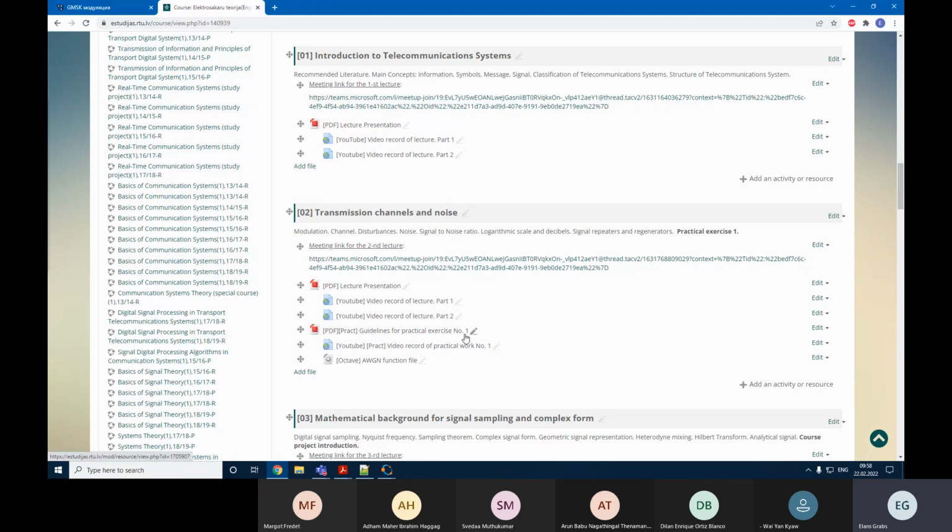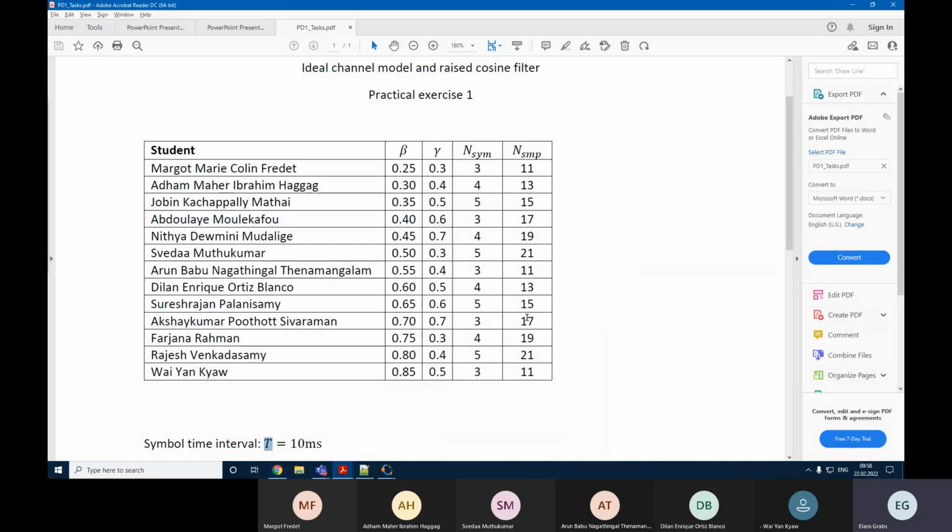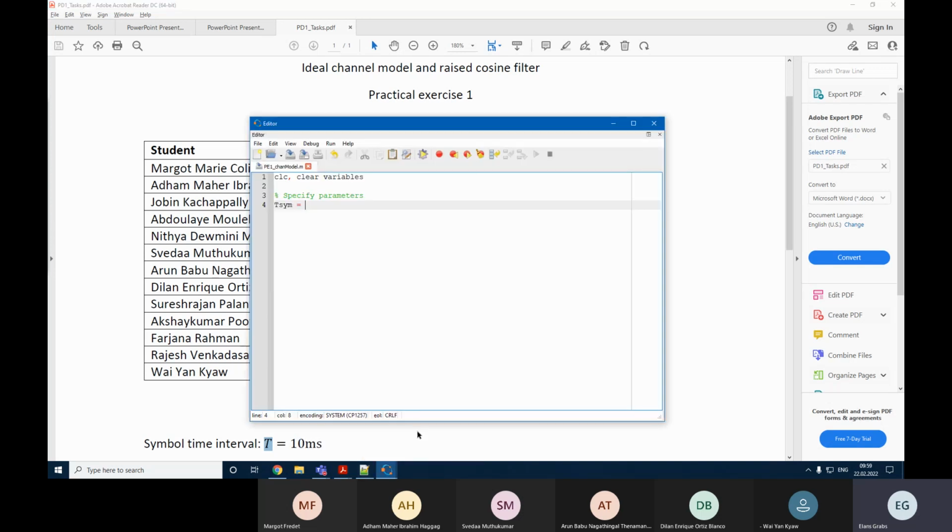Again, there is no strict deadline for these practical exercises, so you can send them whenever they are ready, but you need to do as much as you can by the end of the semester, which is in June of this year. So let us continue by adding our parameters. This is symbol time, 10 milliseconds. Milliseconds are accordingly 10 to the minus third power, so we can use this engineering format.